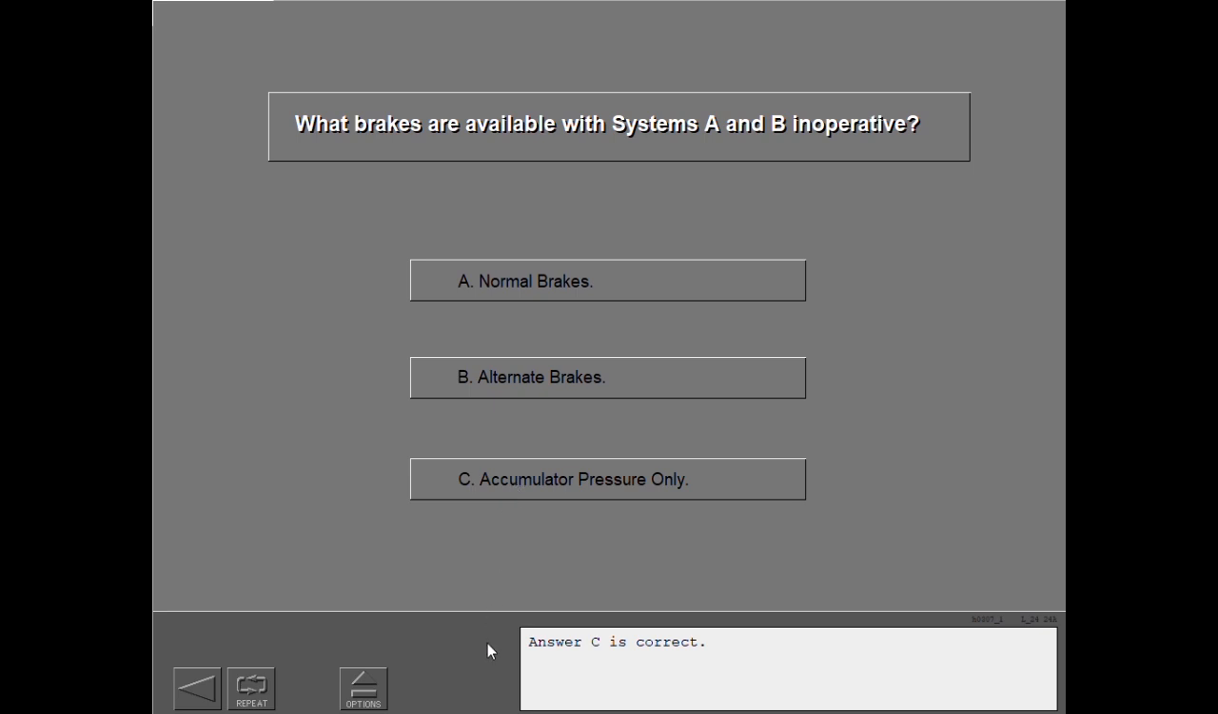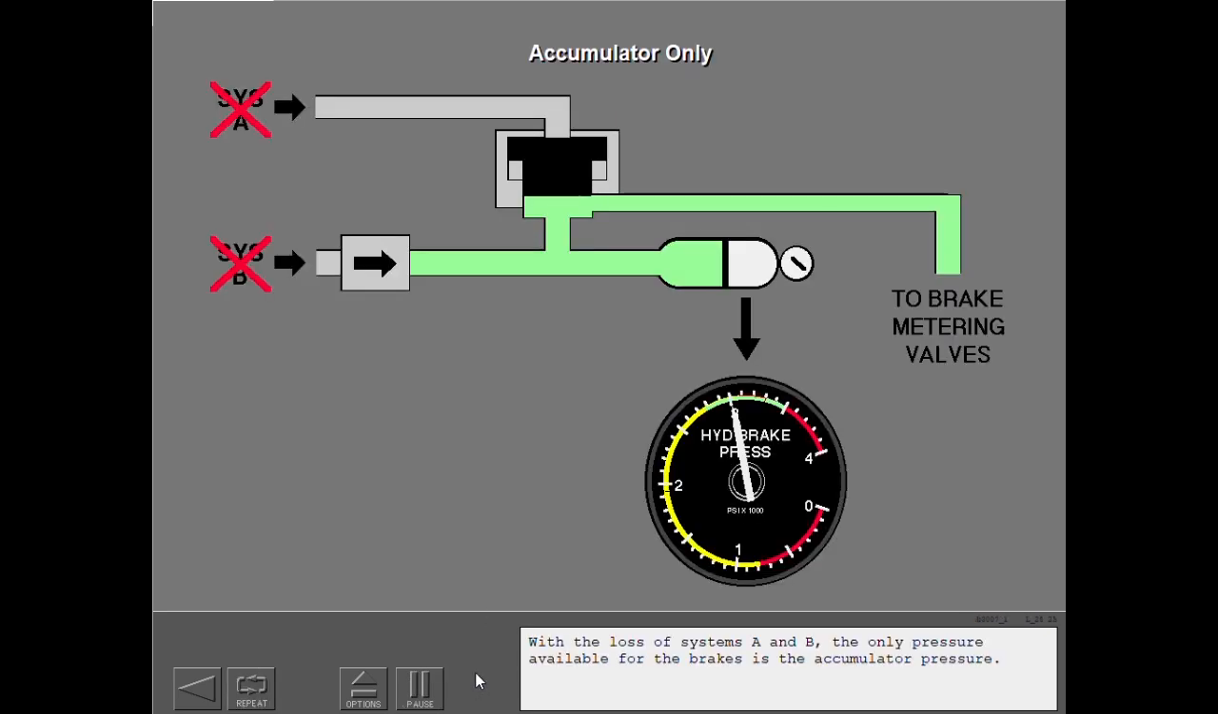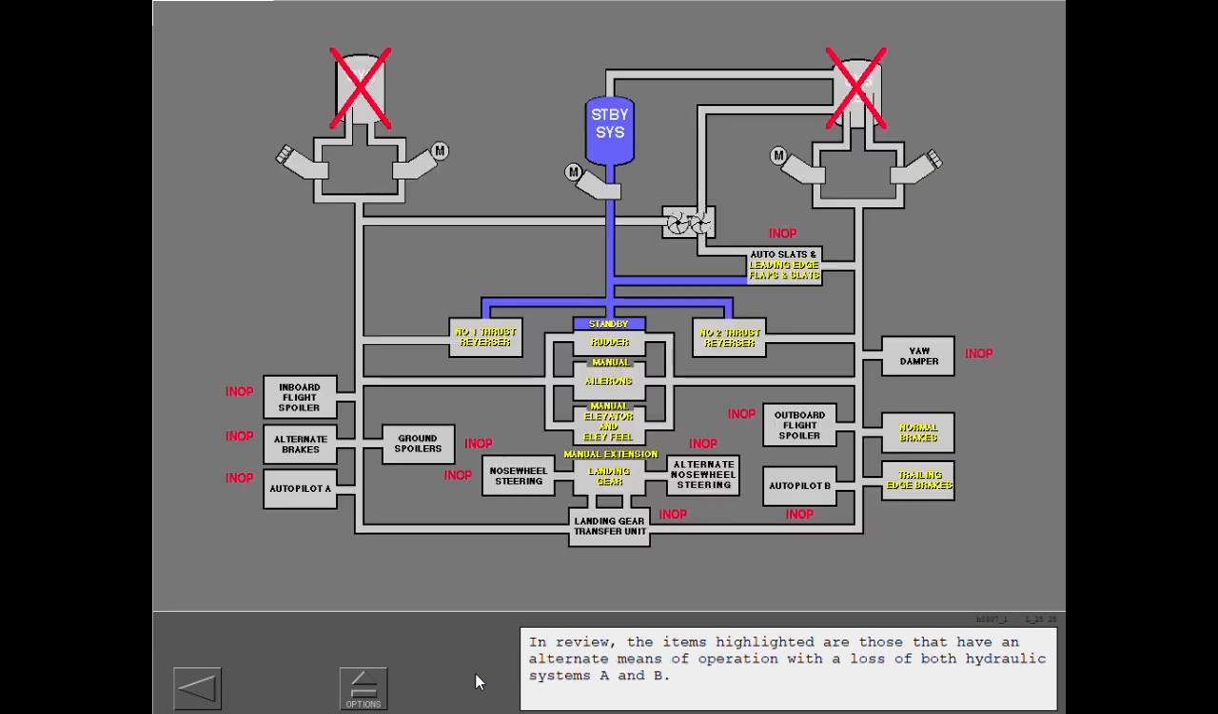Answer C is correct. With the loss of systems A and B, the only pressure available for the brakes is the accumulator pressure. In review, the items highlighted are those that have an alternate means of operation with a loss of both hydraulic systems A and B.